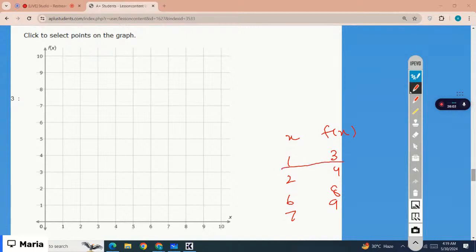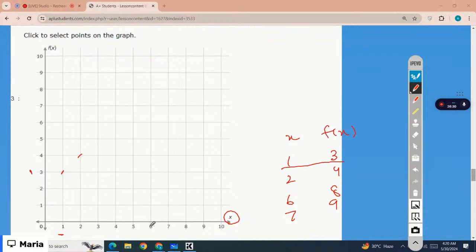x is 1 and y is 3, like f of x is 3. Here you have x on the x-axis and here you have f of x on the y-axis. So when x is 1, f of x is 3. Here is x 1 and here is f of x 3. So you need to make a point here. x is 1, y is 3, right? The second one is x is 2, y is 4. So here it is.